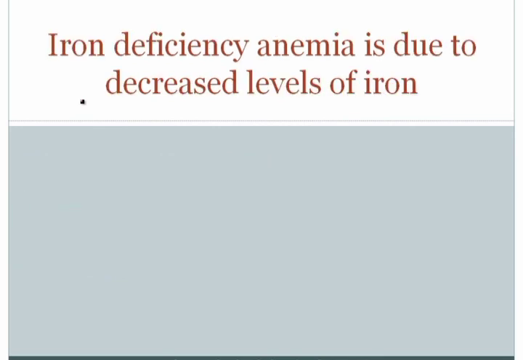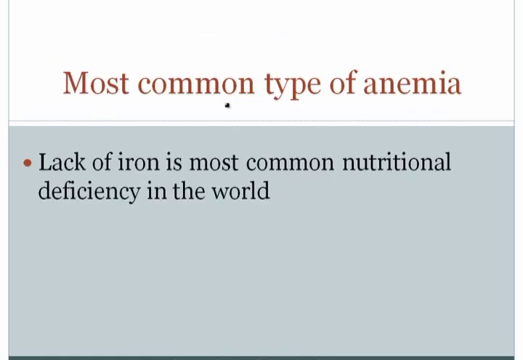So the first of the anemias that we want to discuss is iron deficiency anemia. Iron deficiency anemia is due to decreased levels of iron within the body. This is the most common type of anemia. Lack of iron is actually the most common nutritional deficiency in the world. The WHO estimates that approximately 1/3 of the entire world's population is deficient in iron, and so iron deficiency anemia is something that all of us are going to encounter in our patients.